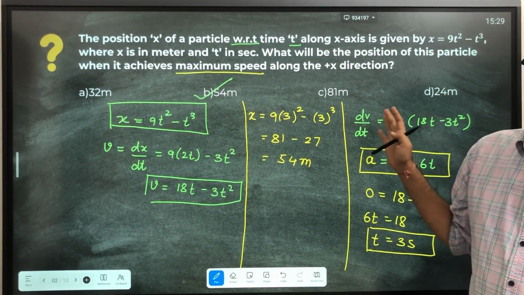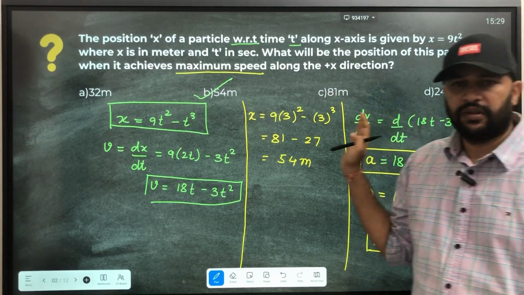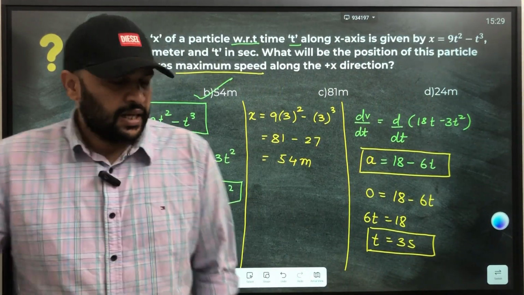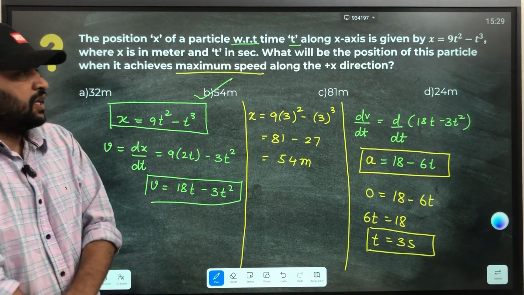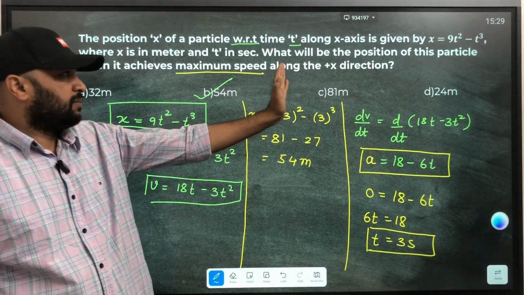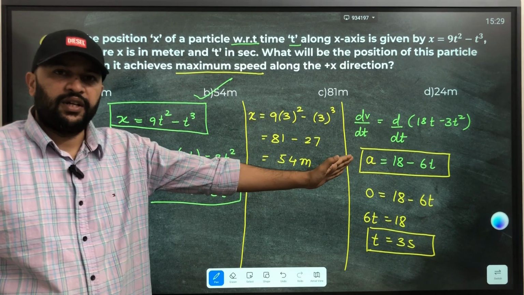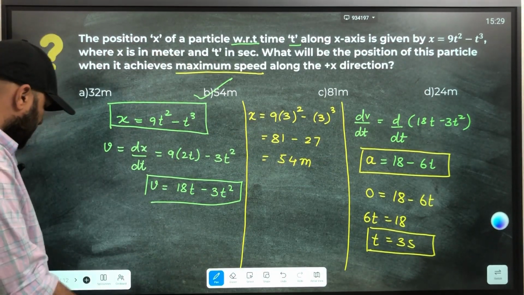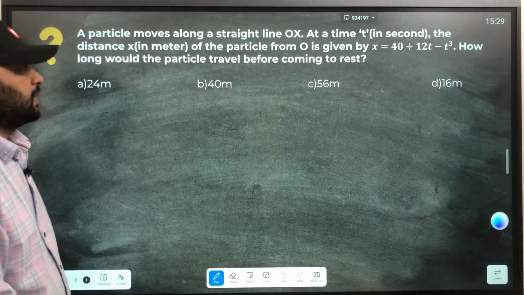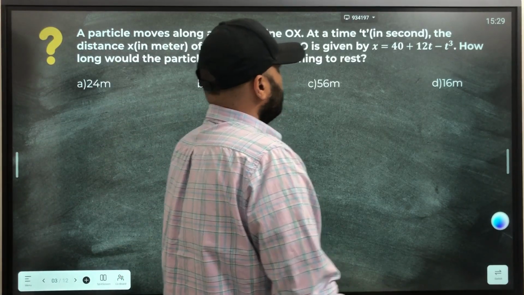Understood? So these are all PYQs, previous year's questions from NEET. From this particular problem, we understood that the maxima corresponds to the first derivative being 0. Clear? Let's see our next problem.